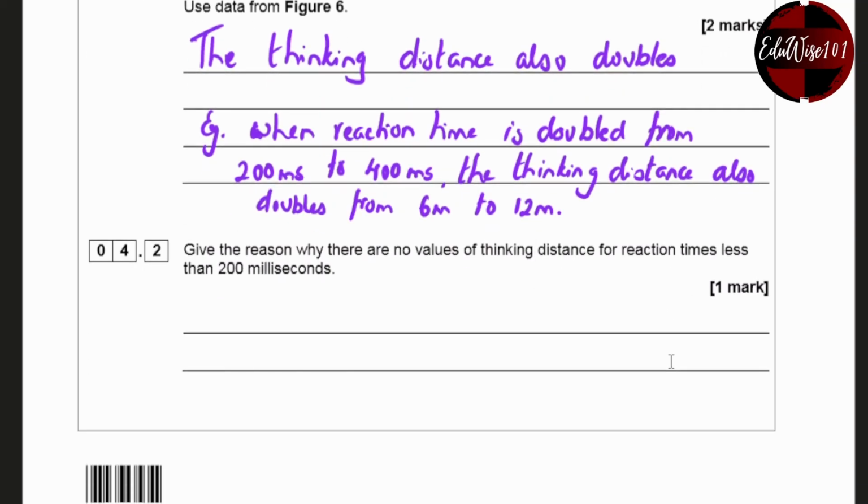Next question. Give the reason why there are no values of thinking distance for reaction time less than 200 milliseconds.